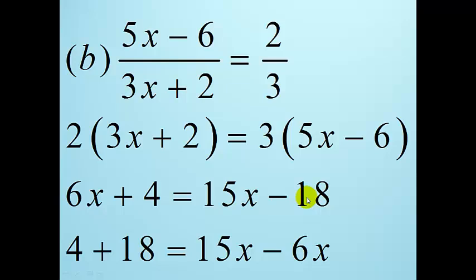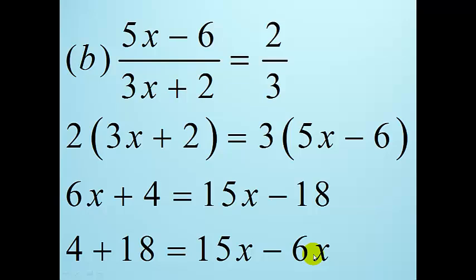Take note that we are solving for the variable x. So we group the variable on one side and the constant also on one side. Now in this case, let's group the constant on the left hand side. So minus 18 on the right hand side becomes plus 18 on the left hand side. And 6x on the left hand side becomes minus 6x on the right hand side. So 4 plus 18 is equal to 22. And this is equal to 15x minus 6x, which will give us 9x.